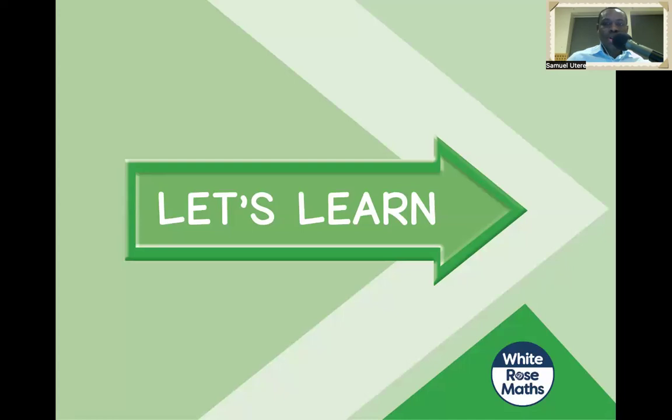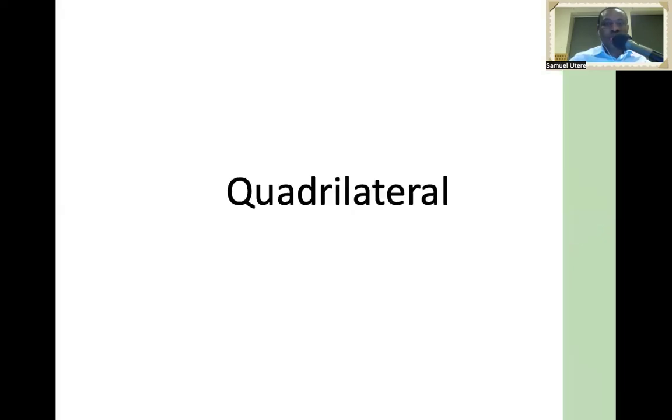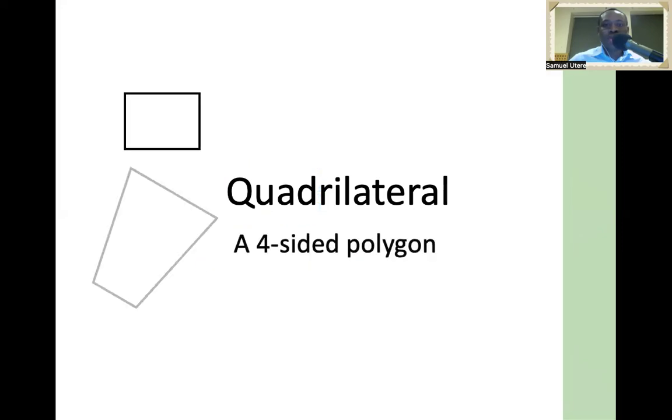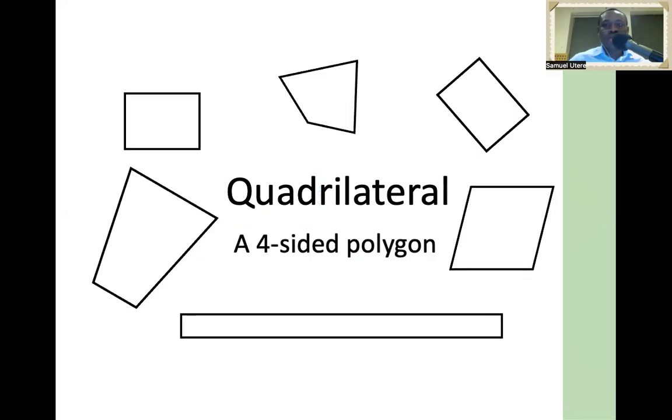Let's do some new learning for today's lesson. We'll look at quadrilaterals. The word quad comes from the Latin word meaning four. Lateral means sides or lines, so quadrilaterals refer to four-sided shapes, and here they are. Four-sided polygons are called quadrilaterals.